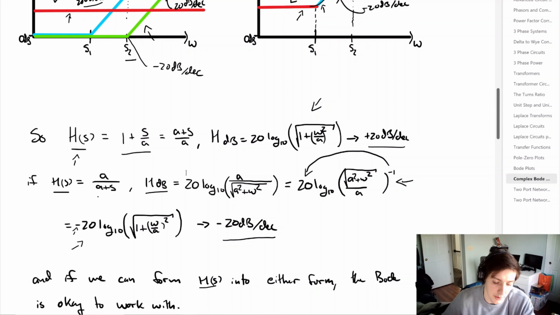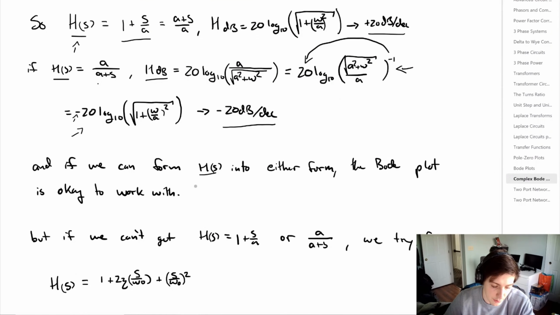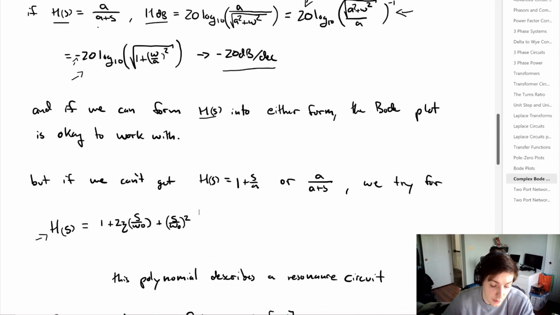If we can fit the transfer function H into either of these forms, Bode plots are pretty easy to work with. But if we can't do that, there's another form that we try to force. That form is given right here, where H is equal to 1 plus 2 times zeta times the quantity of s divided by ω0, plus the quantity of s divided by ω0 squared. While this seems pretty complex to evaluate, you'll see that this is quite easy to work with. And what this polynomial represents is a resonance circuit.